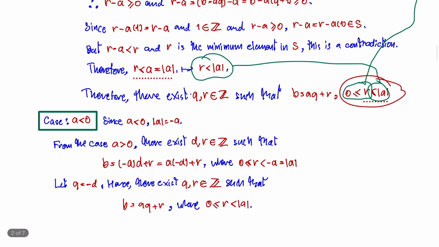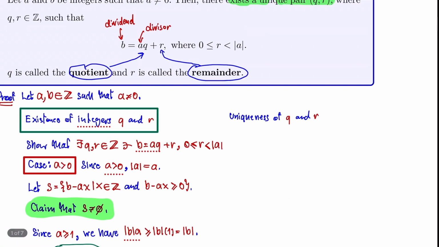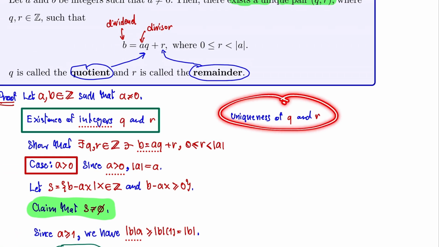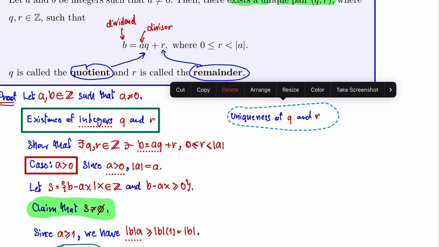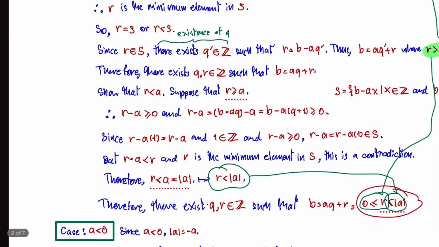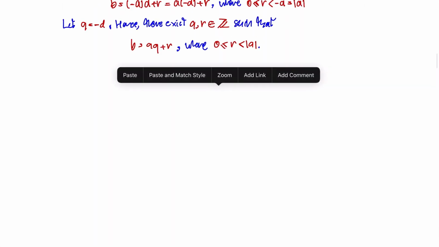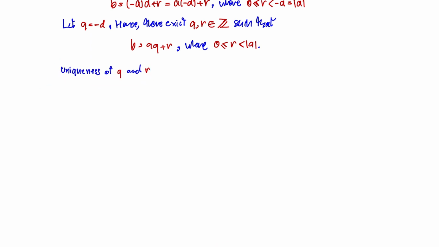Now let's go to the second part here, the uniqueness of Q and R. So what do we want to do here?